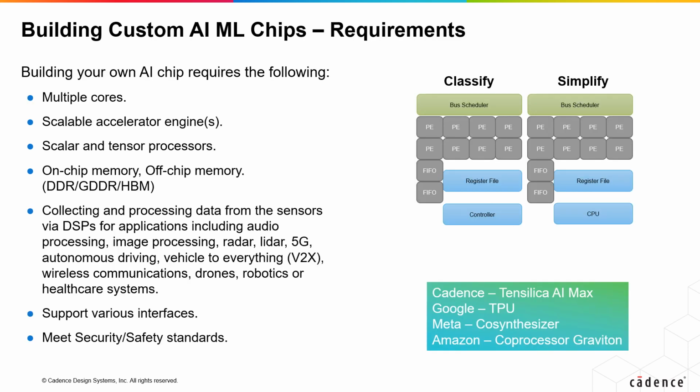Building your own AI chip requires scalable accelerator engines, scalar and tensor processors, and on-chip memory, or off-chip memory such as DDR, GDDR, or HBM. You also must collect and process data from the sensors, support various interfaces, and meet security and safety standards.